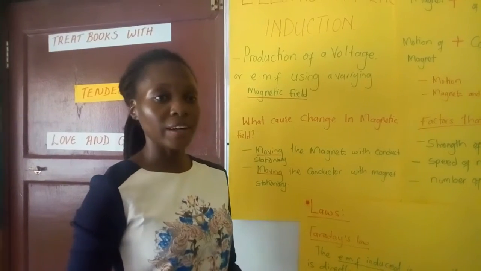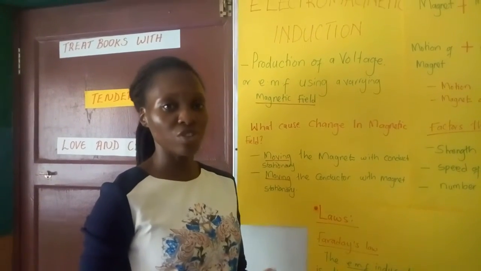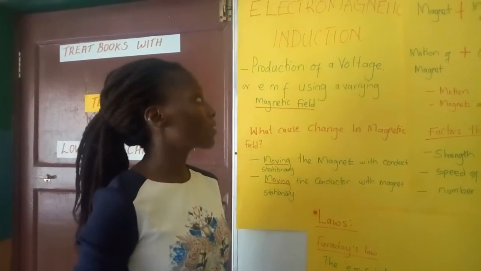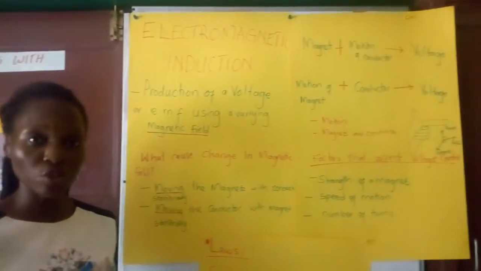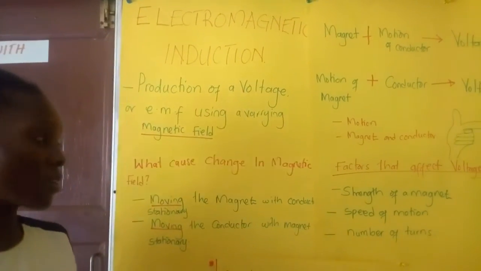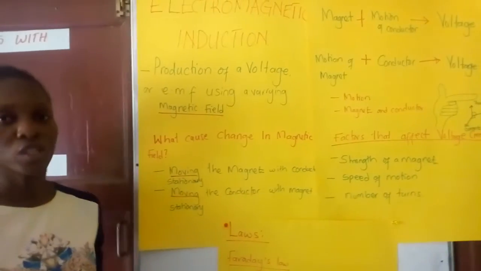the motion and the current, and the magnet creating motion. So you're going to be looking at those things. Under electromagnetic induction, this is simply the production of voltage or EMF using a varying magnetic field. So the word varying brings about the motion and stuff.